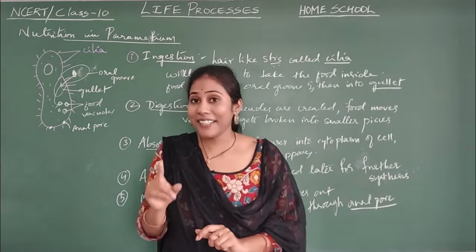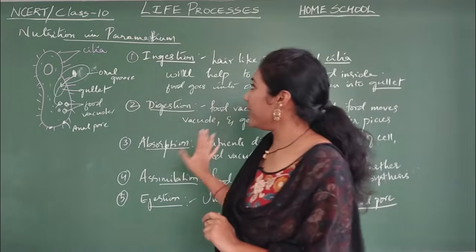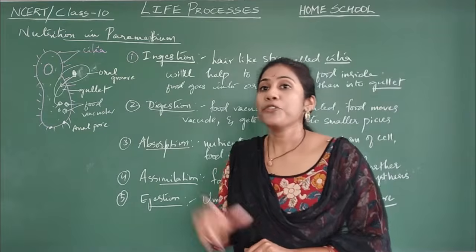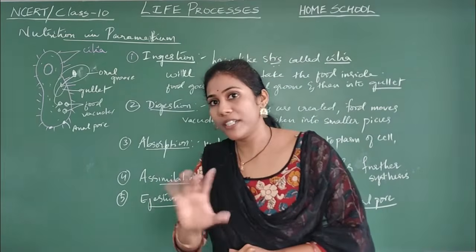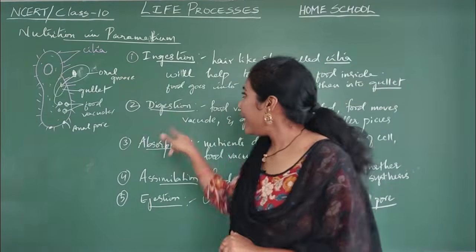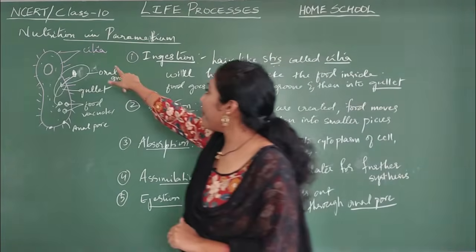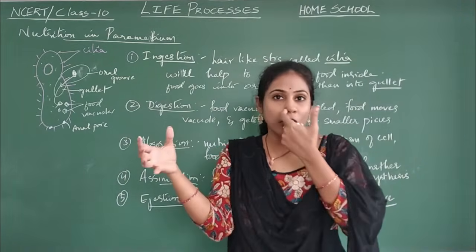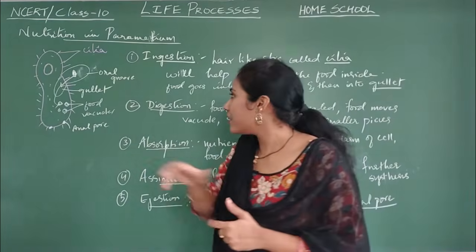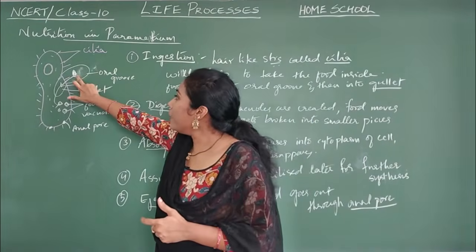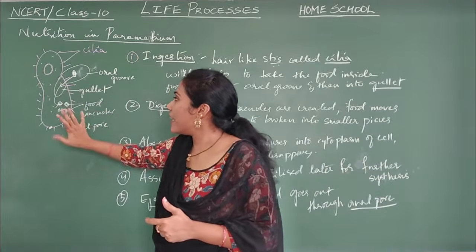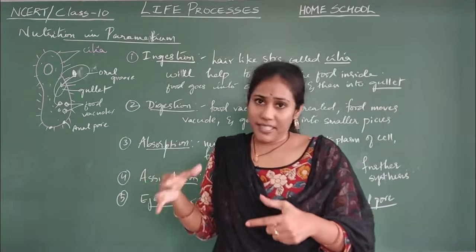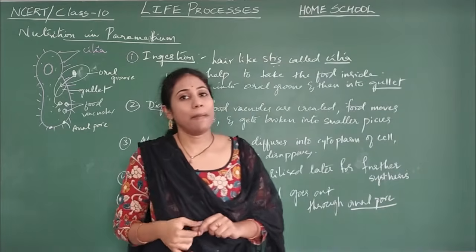And nutrition in single-cell organisms: two points you have to remember. Pseudopodia in case of amoeba. What is the use of pseudopodia? And here you have to remember about the cilia, the hair-like structures called cilia. What do they do? They sweep the food into the oral groove, and again food is moving from the oral groove to the gullet. From there to the food vacuole. So these are the things essential to remember. Fine.